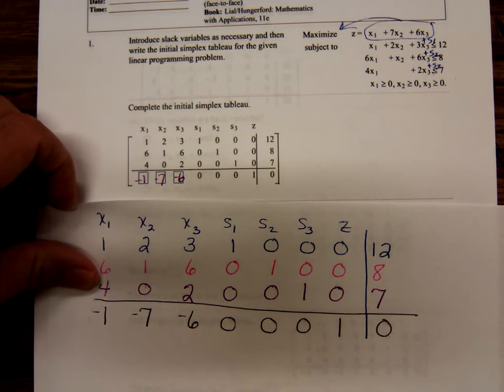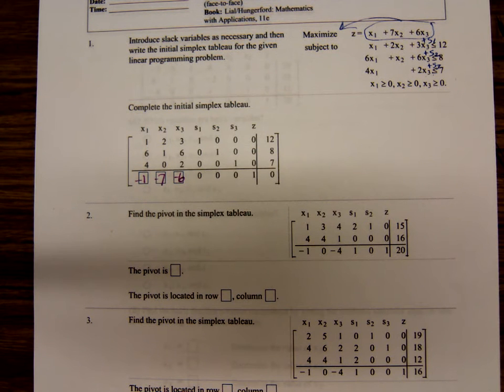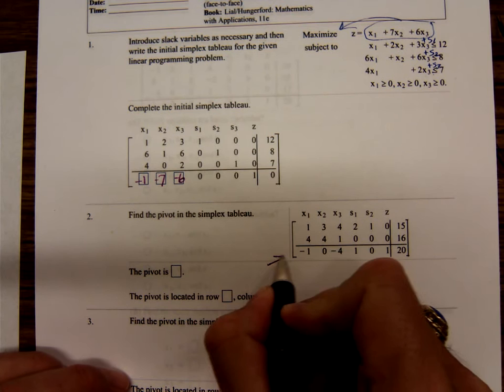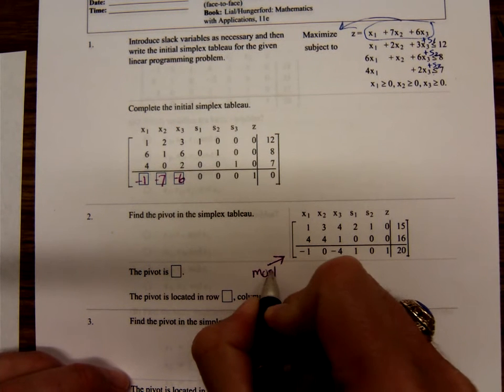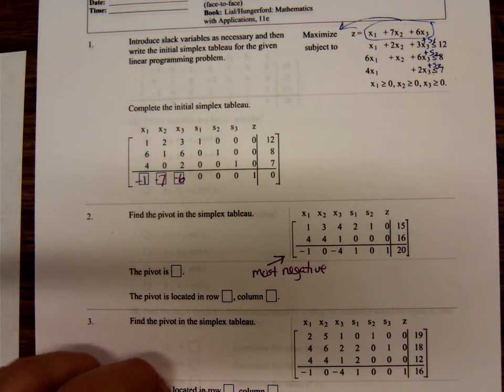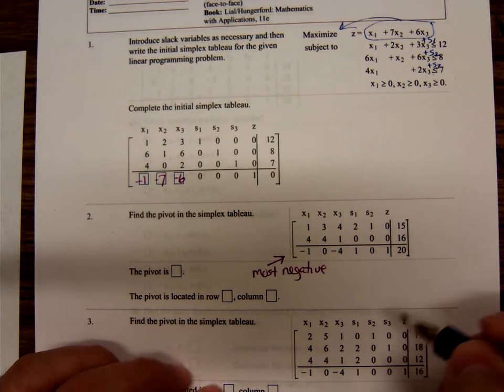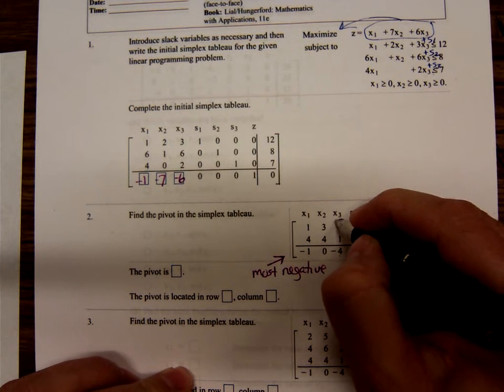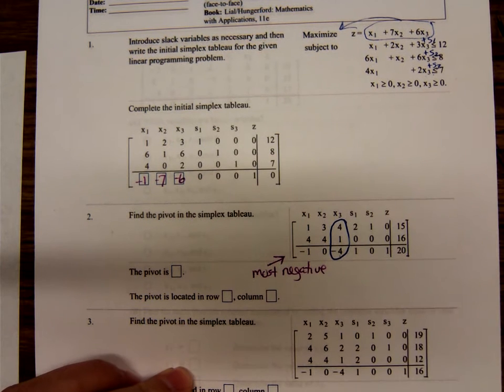Now, what's next? The next thing says, you're given a Simplex tableau, and it says, find the pivot. Do I remember how to find the pivot? Well, to find the pivot, you're going to choose the most negative number on the bottom row, because that's the variable that'll have the biggest impact. So that's going to give you the pivot column. The most negative number on the bottom row, right here, there's the pivot column.